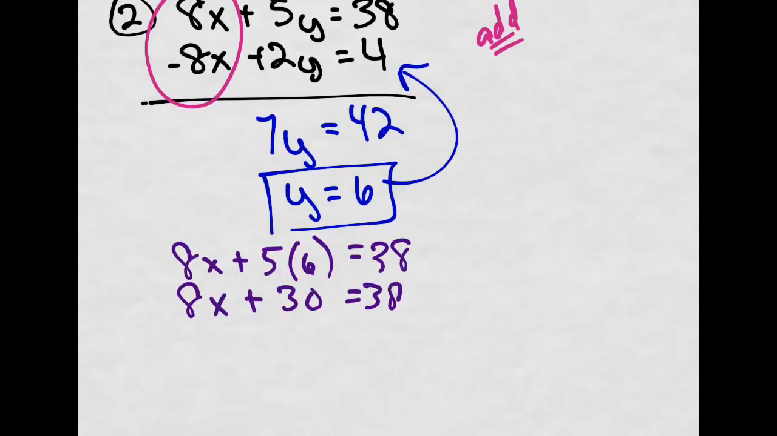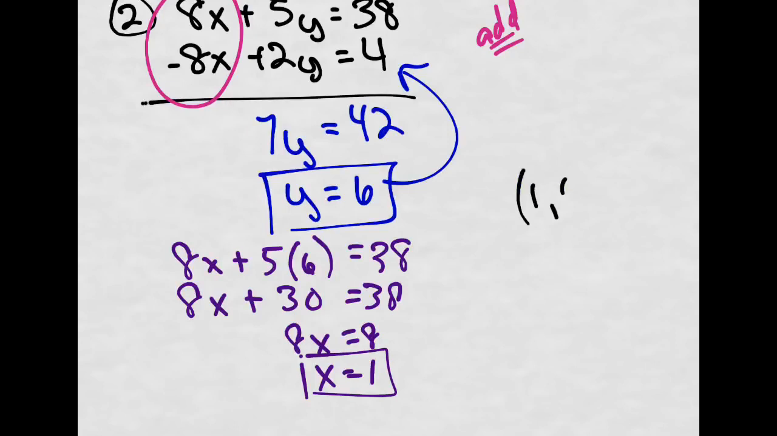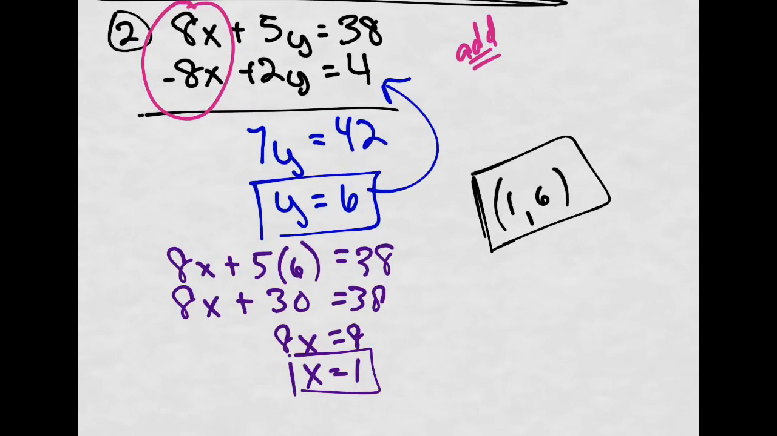Okay. Subtracting 30 from both sides. Dividing both sides by 8. X equals 1, y equals 6. And so that would be our solution. Now, we could graph and check, or we can take 1 and 6 and plug them back into both equations and make sure they still work.